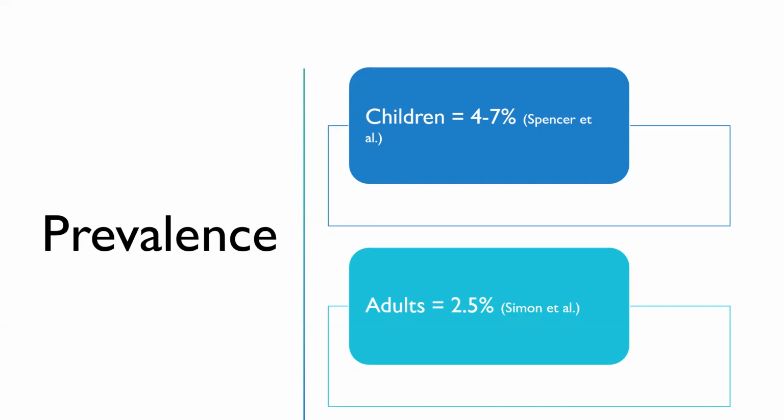I probably would have guessed higher than 2.5%. I think that's probably biased by the fact that I'm in an outpatient psychiatry clinic every day, and I see a lot of patients with ADHD. But the idea here is that it's more prevalent in children than in adults.